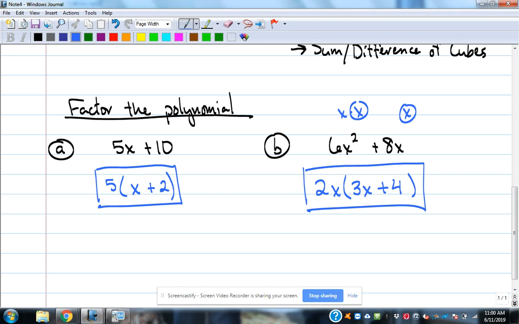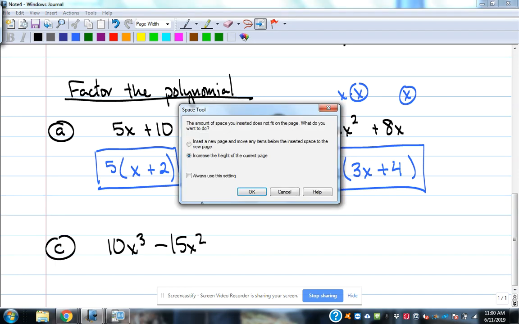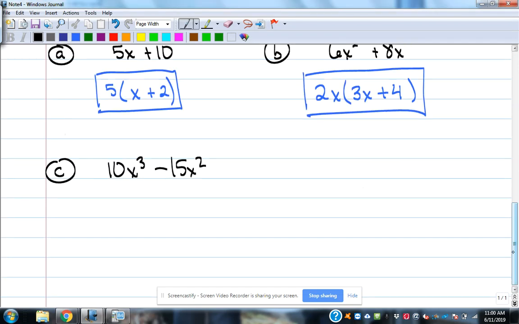All right. Now, this one. 10x to the third minus 15x squared. Is that in descending order? Well, remember what we go by for descending order is the variable exponent. What's the exponent on x for the first term? 3, and the next one is squared. So 3 is bigger than 2, so this is the biggest one. So it goes first, and then this one.